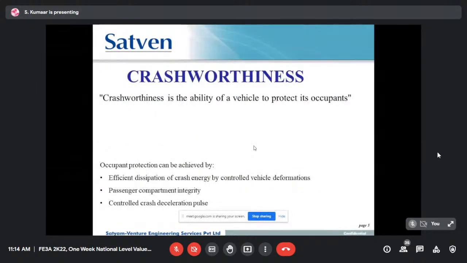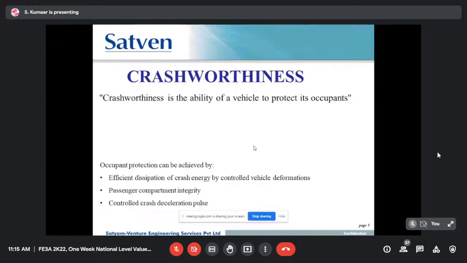Next we'll move into crashworthiness. So what is crashworthiness? Crashworthiness is the ability of the vehicle to protect its occupant. So how can we achieve this? It can be achieved by various methods, such as crash energy dissipation, that is, efficient dissipation of the crash energy by controlled vehicle deformation.